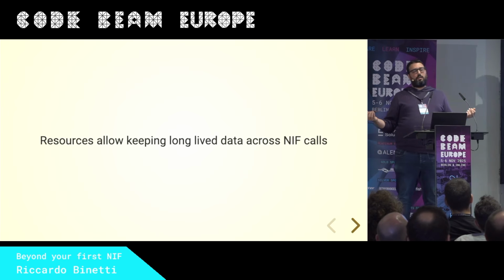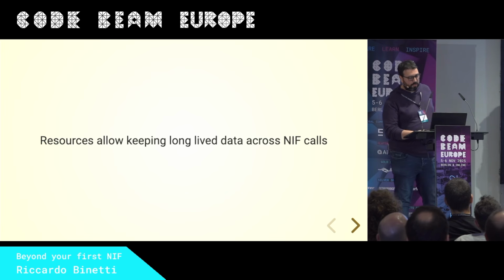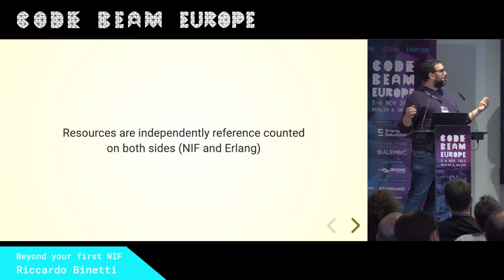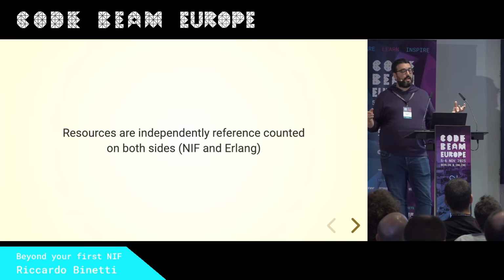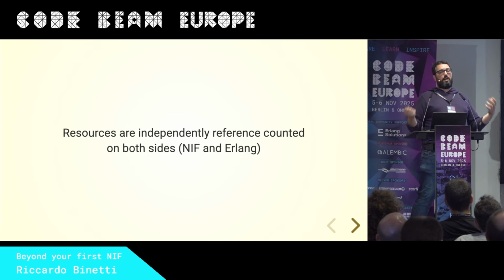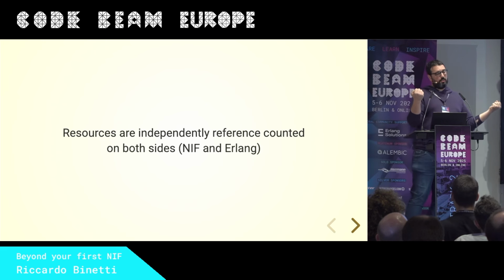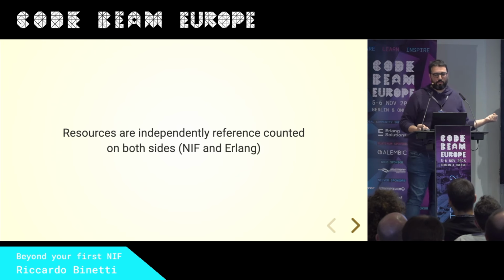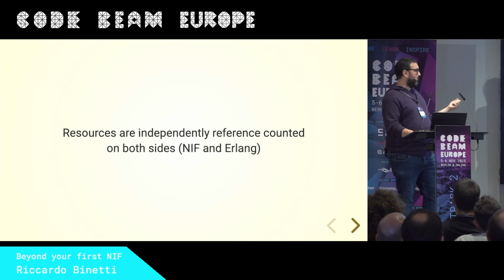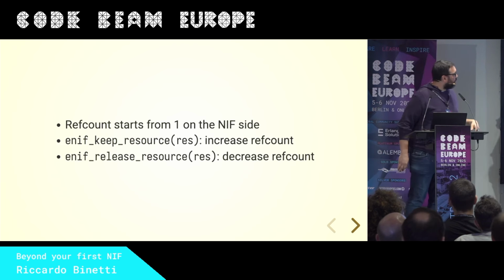Resources are a way to keep long-lived data across NIF calls. They are independently reference counted on both sides. So you basically have a handle on the Elixir side, and a way to increase and decrease the reference count on the NIF side, which is this one.